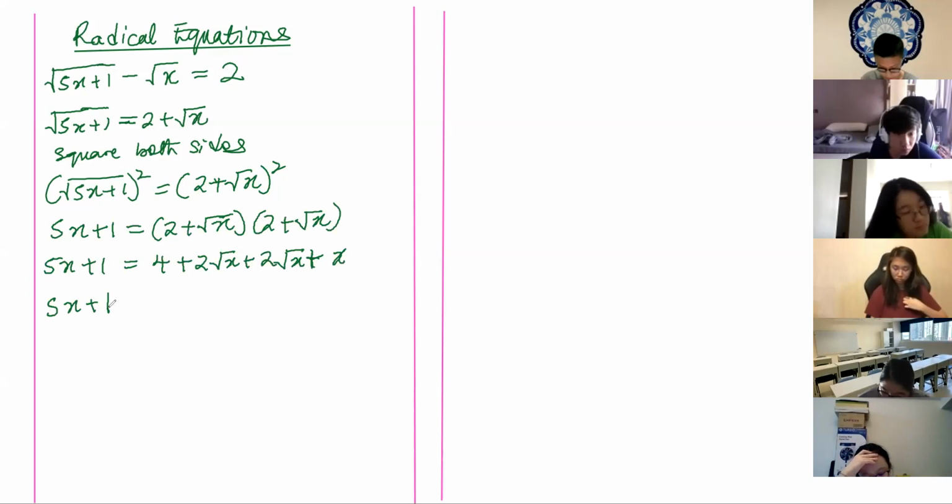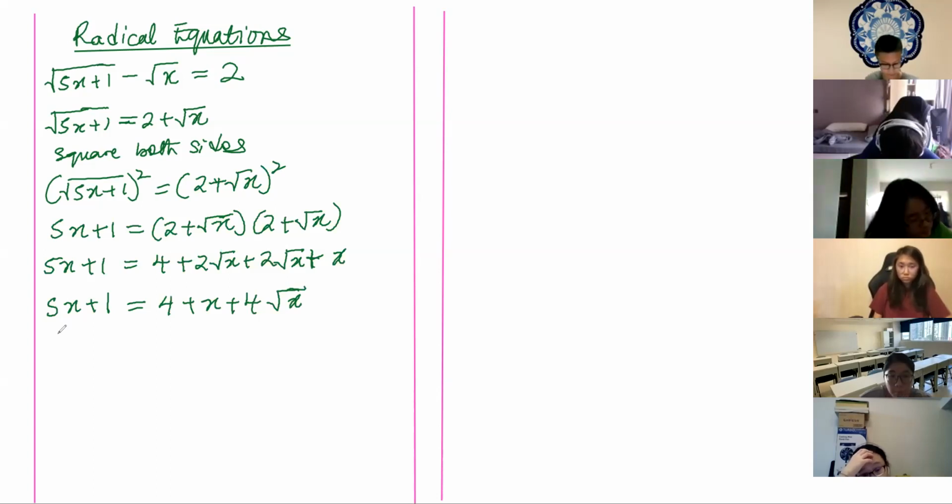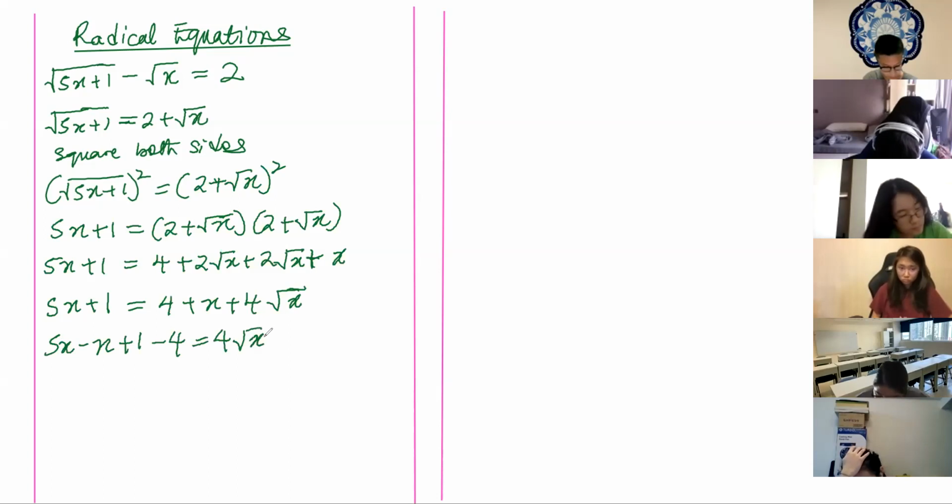Actually, yeah, okay, we can do that first. This is 4 plus x plus 4 root x. So we have just one square root left. Leave the square root on one side and put the others on the other side. So 5x minus x plus 1 minus 4 equals 4 root x. So you have 4x minus 3 equals 4 root x.